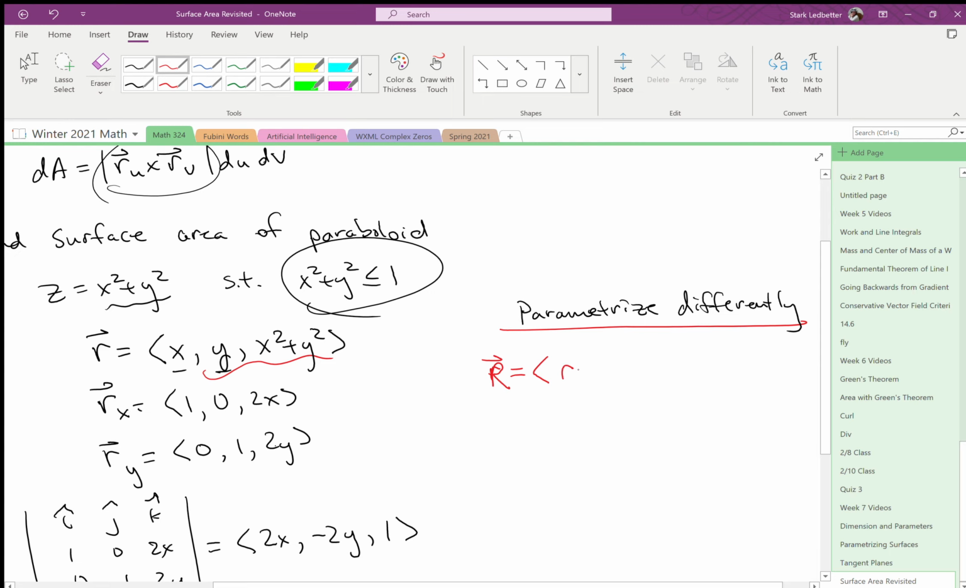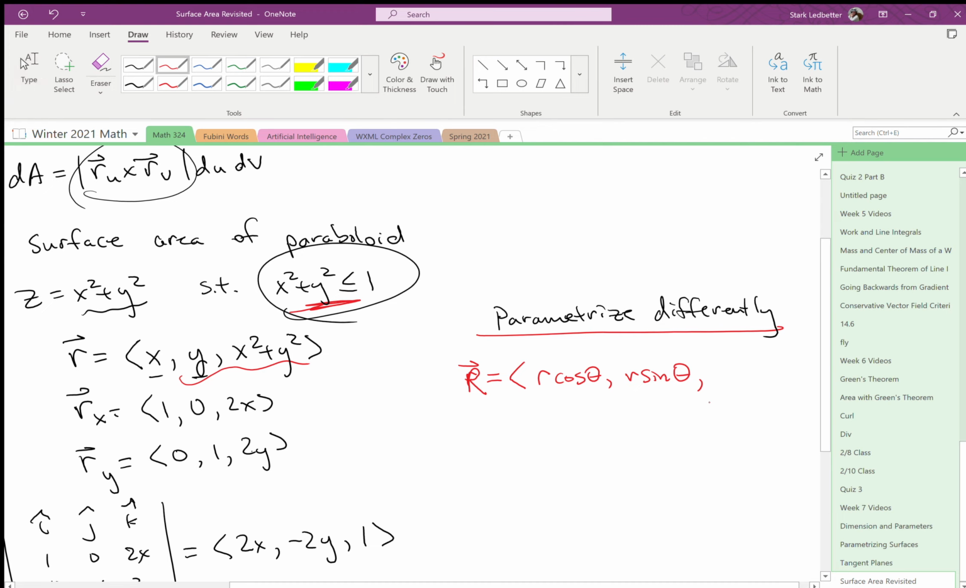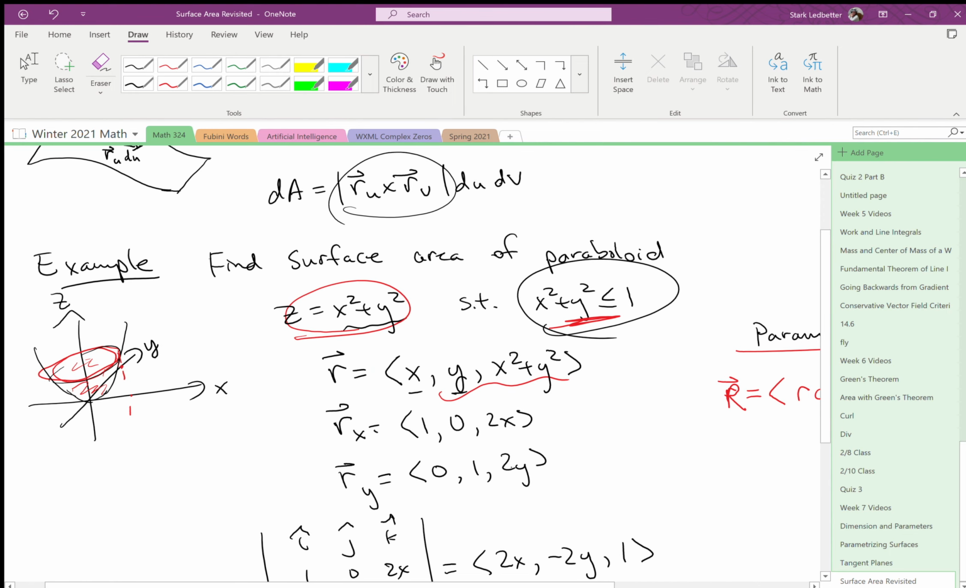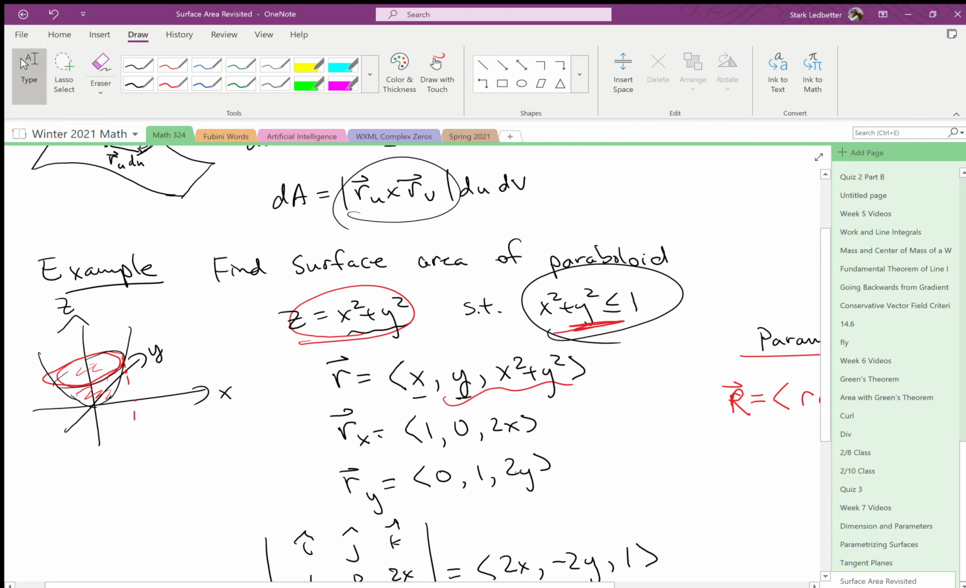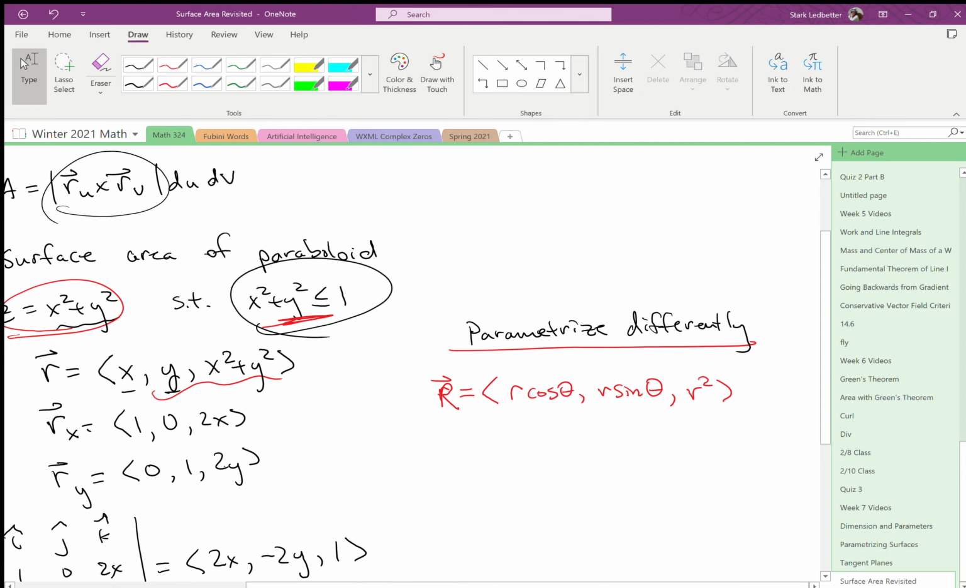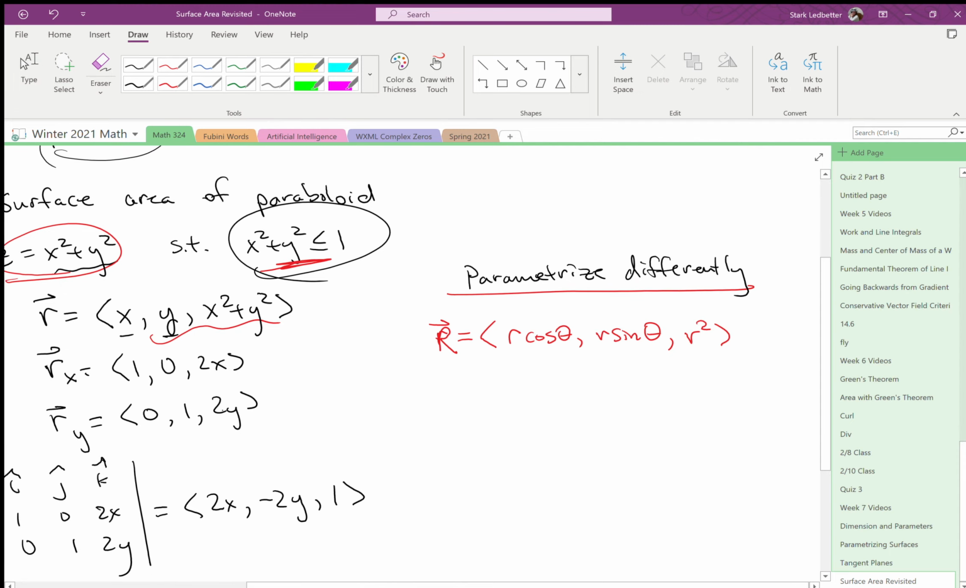Then I could do r cosine theta, comma, r sine theta. That way x and y are within a circle. And then z is actually going to be r squared. Why? Because z equals x squared plus y squared. That's another parameterization of this parabola. Just as a plane can be parameterized infinitely many ways, a surface can be parameterized still infinitely many ways, but it feels like a lot more.